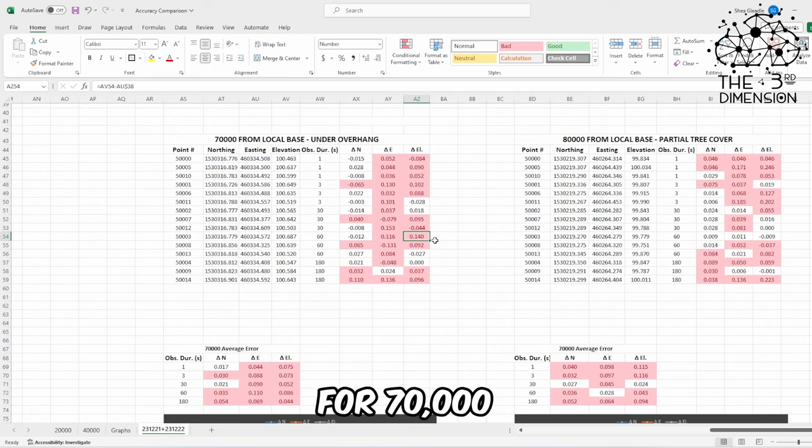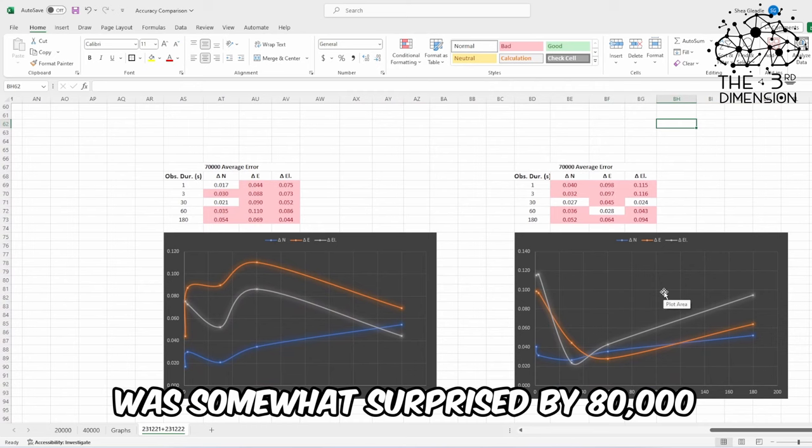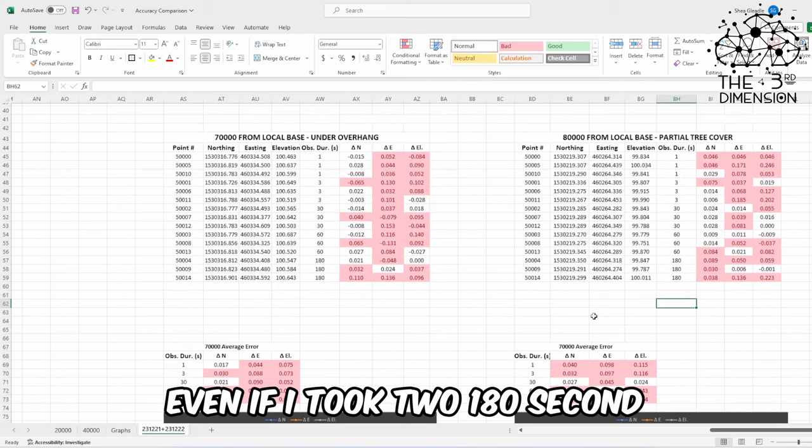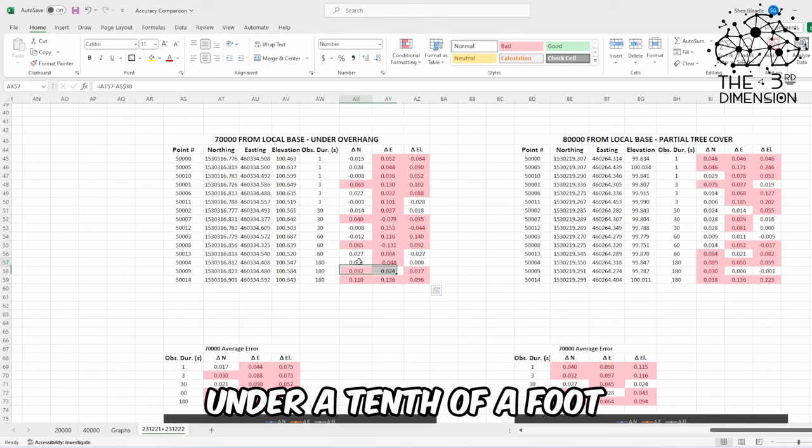I expected fairly poor results from 70,000 considering where it was, but I was somewhat surprised by 80,000 considering about half of the sky was out in the open. Even if I took two 180-second observations separated by 3 to 4 hours, in either of these situations, I would not feel comfortable quoting accuracy in either axis under a tenth of a foot. I would start by doubling those values before regaining any real comfort level.